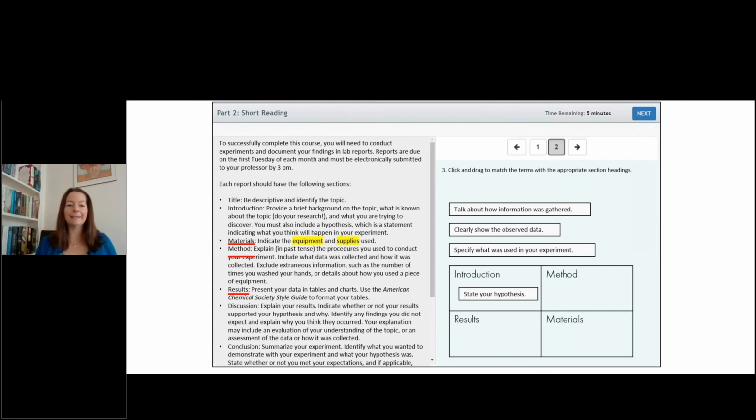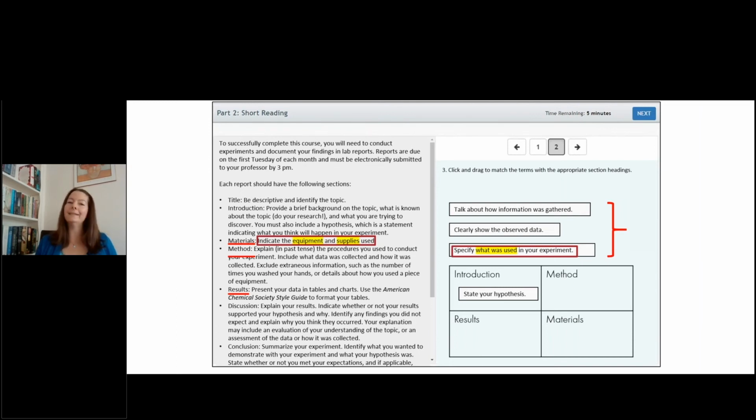So I'll look now back at these 3 terms that are remaining, and I'll scan here now to see if I can find words that mean the same as equipment and supplies. And sure enough, very quickly, right at the bottom in this final term listed, I see these keywords. I notice what was used in the experiment. So if I go back to my text and just now read the entire phrase, just to make sure I've got the right idea, it says here to indicate the equipment and supplies used. And here I've got specify what was used in your experiment.